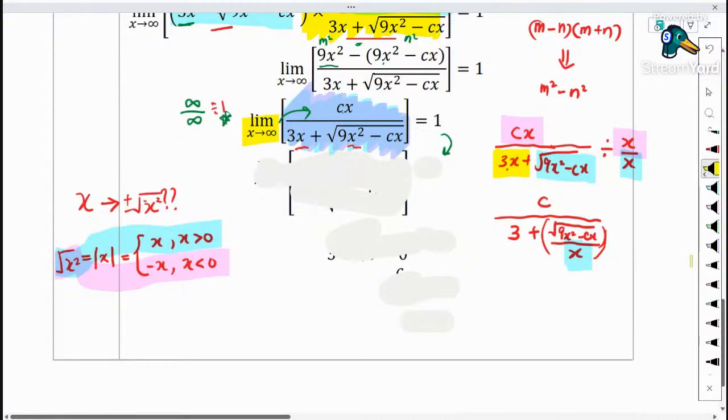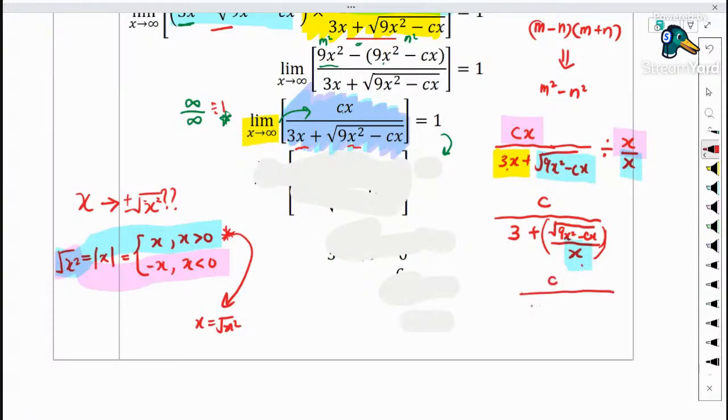Your limit is x approaches positive infinity. Positive infinity means we are going to refer to the greater than 0 case. So if it is the greater than 0 case, that means x is equal to square root of x squared. Therefore, this part here, you can rewrite as 3 plus square root of 9x squared minus cx, divided by square root of x squared.